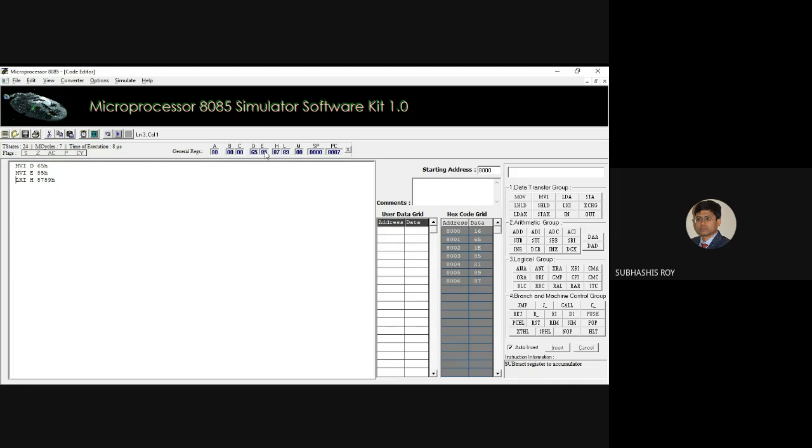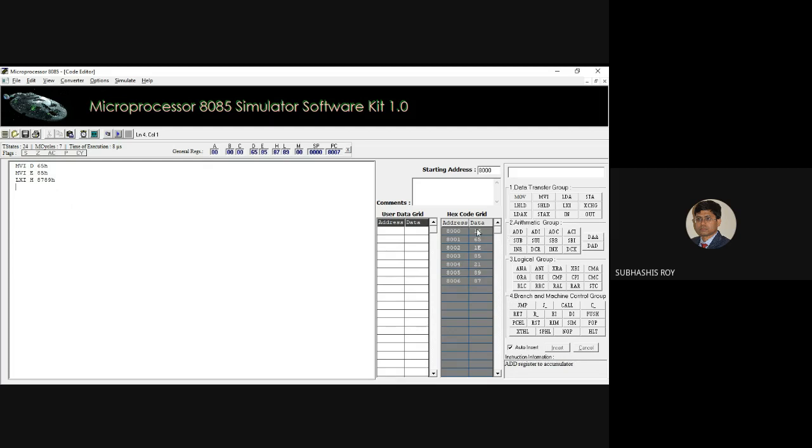Now if I want to add these two numbers, these are 16-bit numbers. If I want to add these two numbers, what can I do? I can add the lower 8 bits first, right?